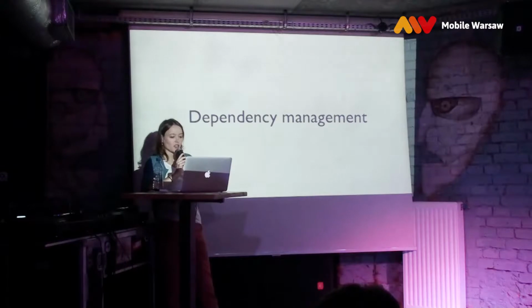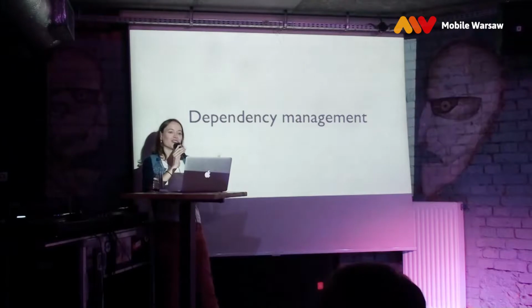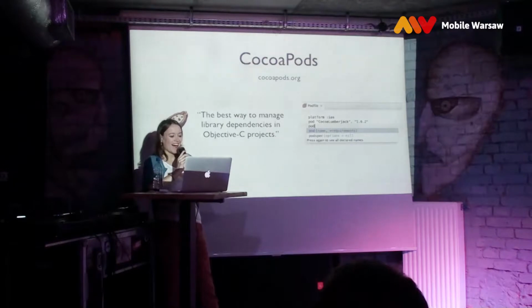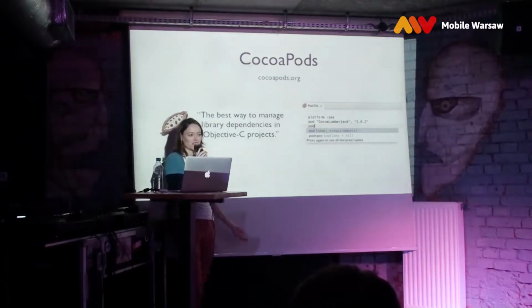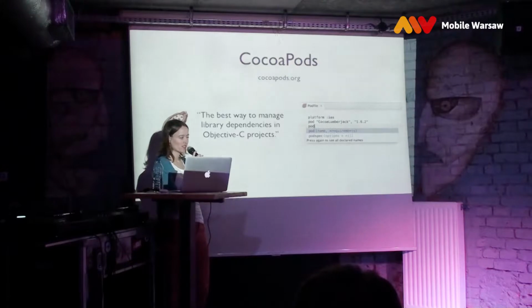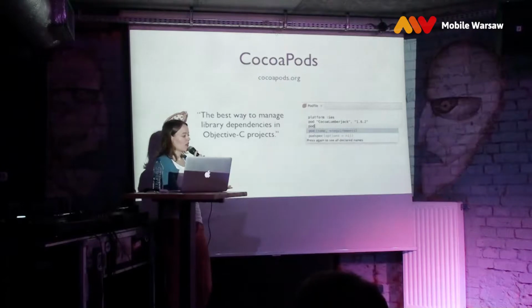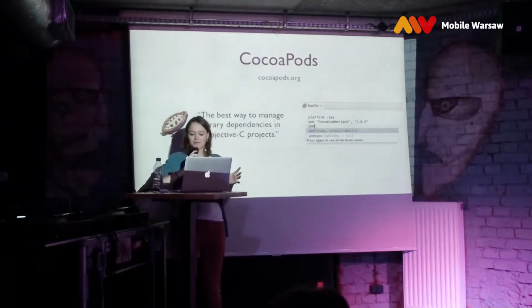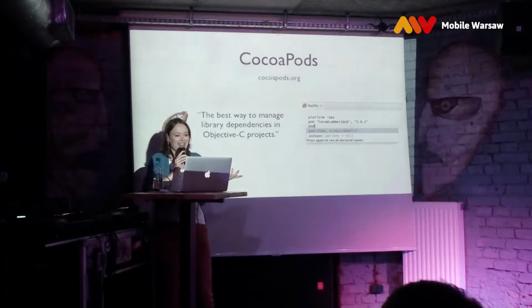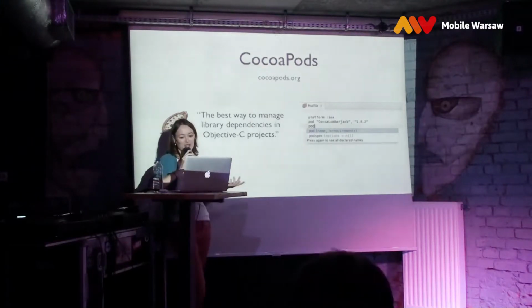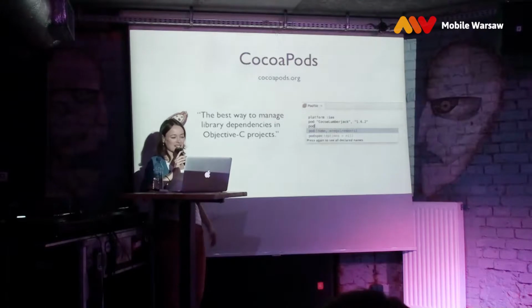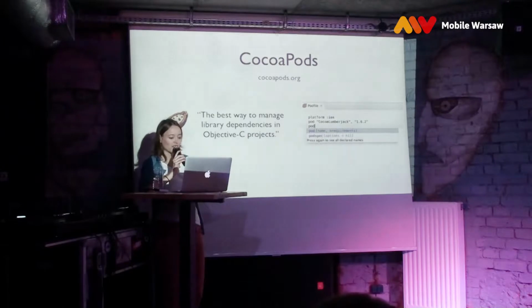Dependency management. Can everyone at the same time tell me what tool I'm going to show there? Right, CocoaPods. Again, the best way to manage library dependencies in Objective-C projects, as they say on their website, and that is true because, honestly, it's just the only one. And it's pretty good. It does what it's supposed to. It has simple syntax, and it is pretty good.